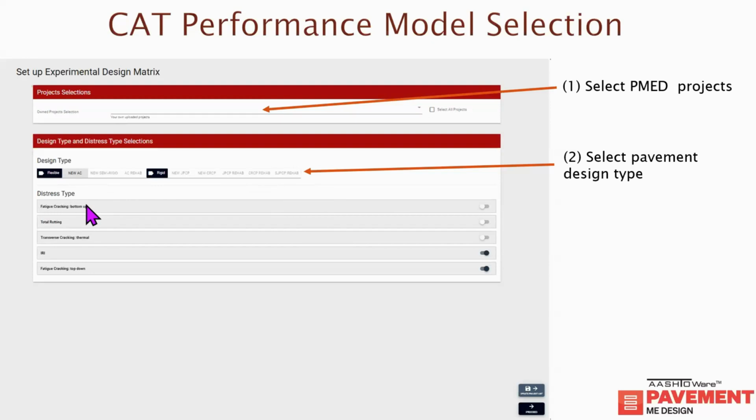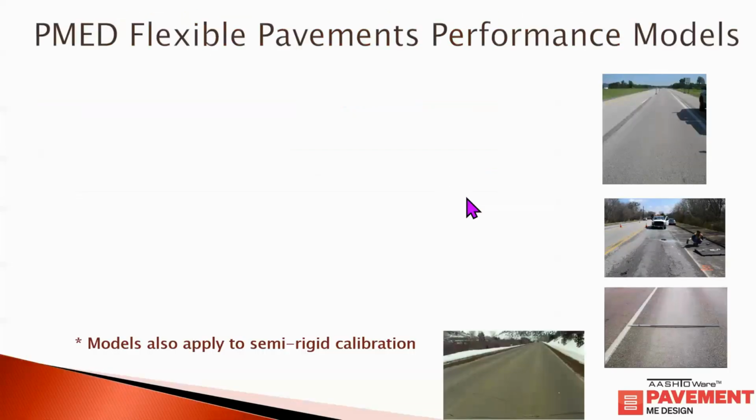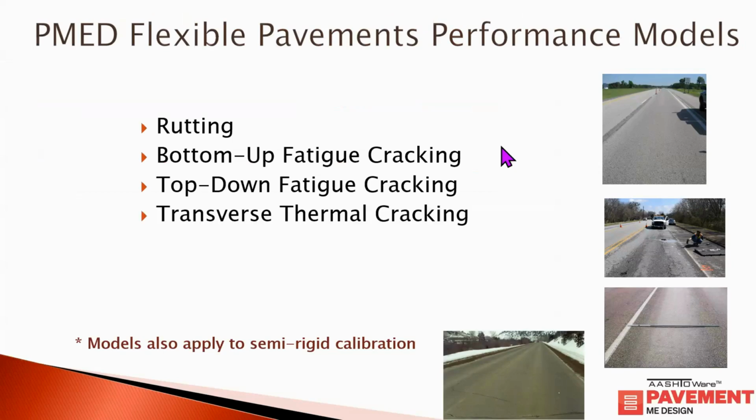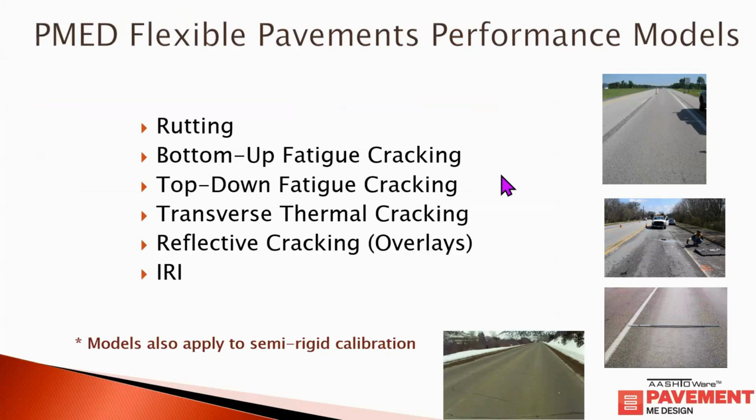Then you have your list under each of these categories. In this case, this would be the listing for new flexible pavements. You have the performance models, and you're selecting whichever ones you want to do the verification and calibration for. For the flexible performance models, you can look at rutting, total rutting and AC rutting, bottom-up fatigue cracking, top-down fatigue cracking, transverse thermal cracking, reflective cracking in overlays, and IRI.